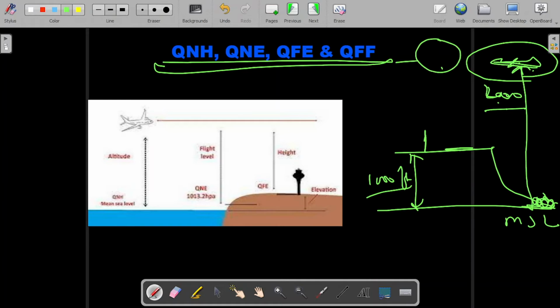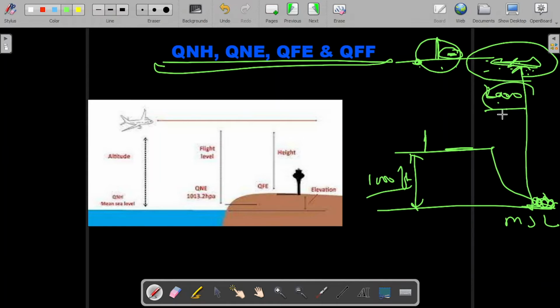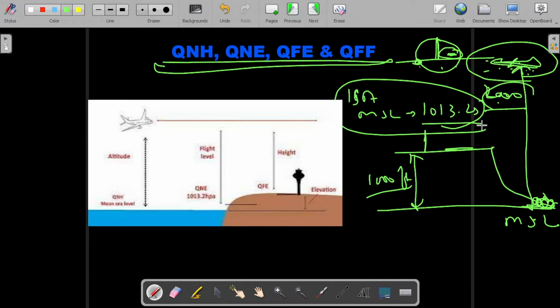For now, just understand there is an analog meter, and there is a knob through which you can set the pressure. You set the datum pressure, and the present height is shown in this gauge using that base pressure. So let's say the pilot wants to know the height from mean sea level. As per the ISA condition, the mean sea level pressure is 1013.25, which is standard all over the world.